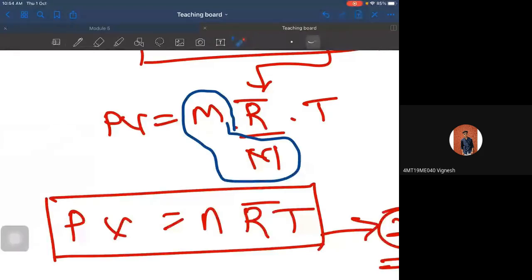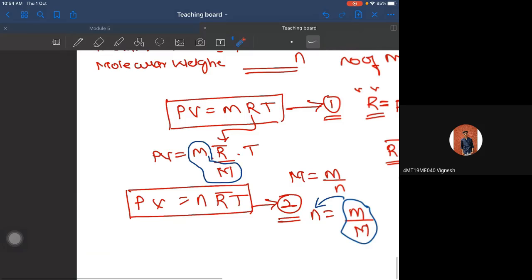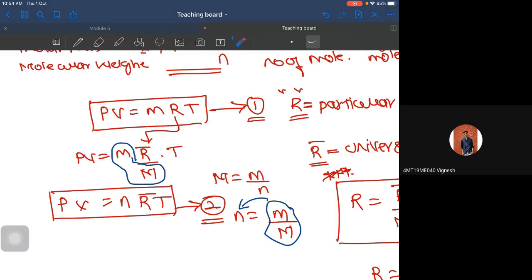PV equals MRT, and PV equals n R bar T, with mass, universal gas constant and temperature. If there is a mass, whether you will get the universal gas constant or the particular gas constant. Number of moles, Vignesh.